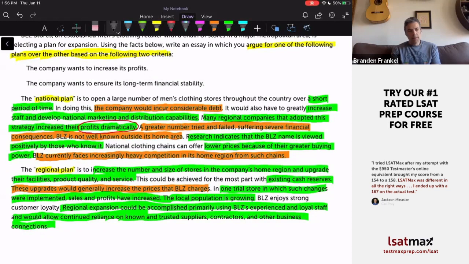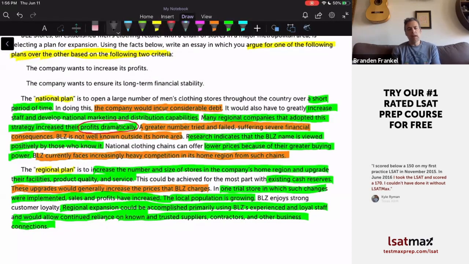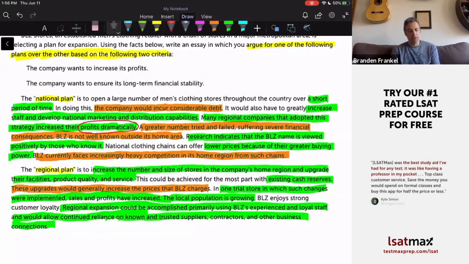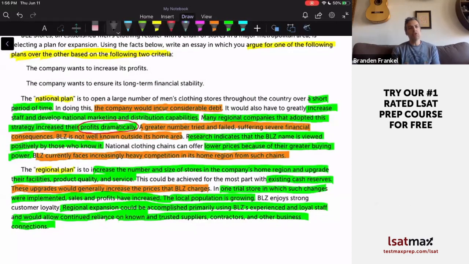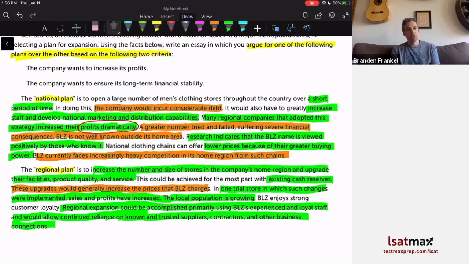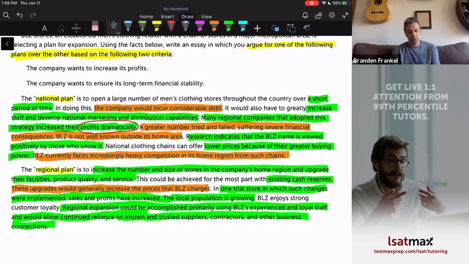We have been able to expand in our own market. We have a good name in our own market. And because we have a good name in our own market, all we have to do is replicate that process on a national scale, and we can increase our profits dramatically. This can be done over a short period of time. We will be able to offer lower prices because of our greater buying power, which will make it easier to increase profits and also easier to attract customers for that very reason.